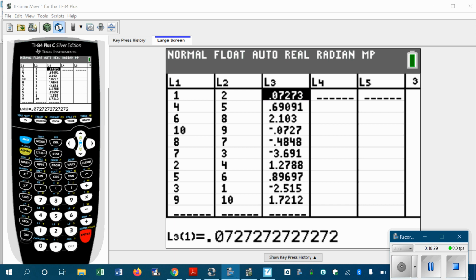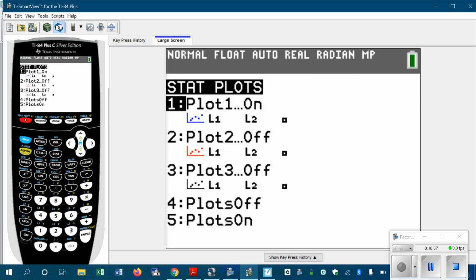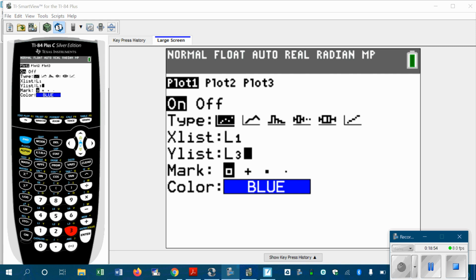Okay, so now think about what a residual plot is. A residual plot is x values versus residuals. So go into stat plot and say, hey, I would like to make a scatter plot of x values, which live in list 1, versus residuals, which live in list 3. Now, how did I get that? The second key and then the number 3, okay?